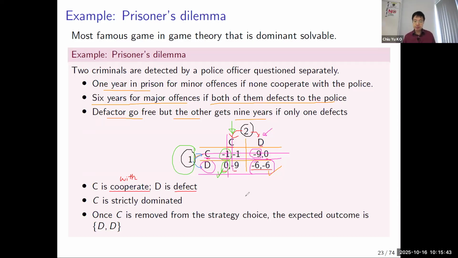So this is what we call dominant solvable, okay? And you try to make sure it's a no-brainer, this is the easiest. This is the strongest result you can get, okay? And this is very interesting, right? Because even though they're strategic, if the players are smart, nobody's stupid, then this is the outcome, right?